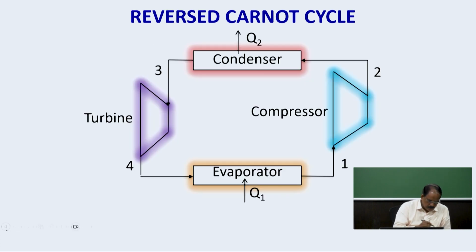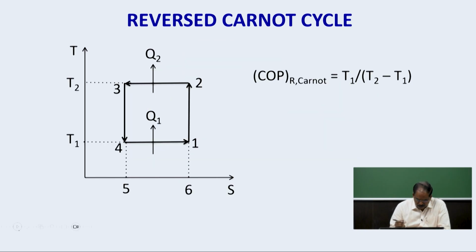Let me repeat. Process 1 to 2 is isentropic compression. 2 to 3 is the heat rejection process, isothermal. 3 to 4 is isentropic expansion, and 4 to 1 is the isothermal heat addition process. So if you see, there are two isothermal processes and two isentropic processes.